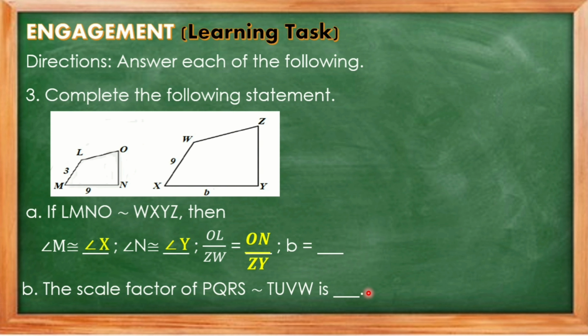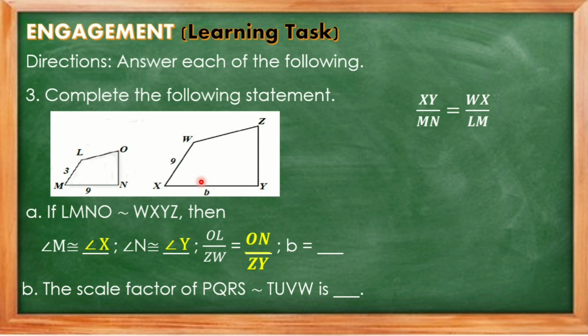To solve for B, una, isusulat muna natin yung mga corresponding sides ng figure natin. Unahin na natin isulat yung side na kung saan andon si B, kasi yun ang hinahanap nating measurement. So, si B ay nasa side XY. XY corresponds to side MN. Tapos, isunod natin kung ano yung may given na side. So, ito naman, WX, tsaka ito yung corresponding sides niya, si LM.